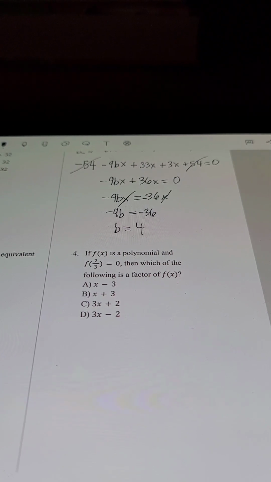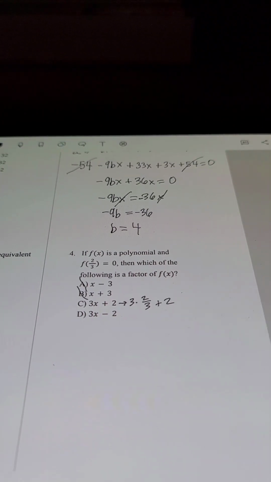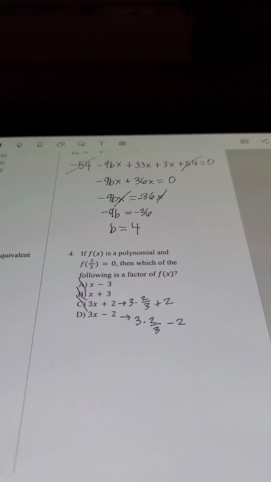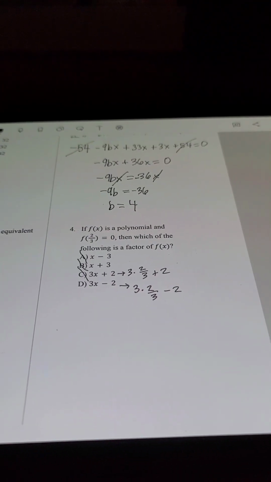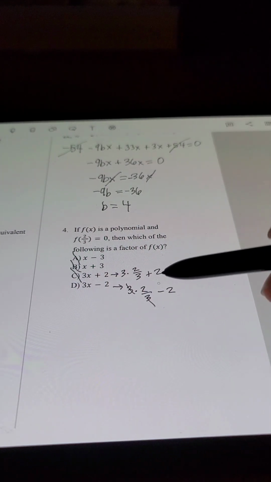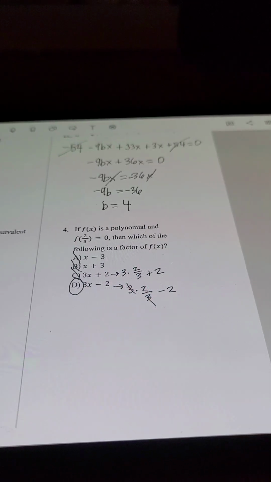That's definitely not 0. For b, that would be 2/3 plus 3. Again, definitely not 0. Now c is 3 times 2/3 plus 2. The 3's would cancel out. 2 plus 2 is definitely not going to equal 0. So not c. Now for d, we have 3 times 2/3 minus 2. So the 3's cancel out. And we have just 2 minus 2, which is in fact 0. So the answer is D.